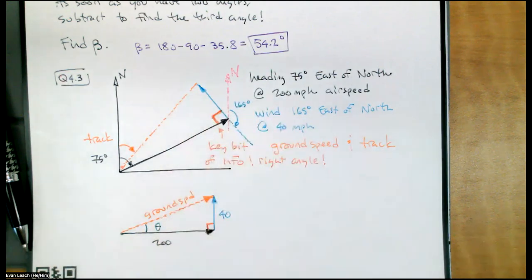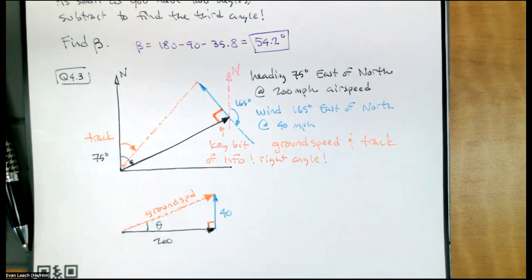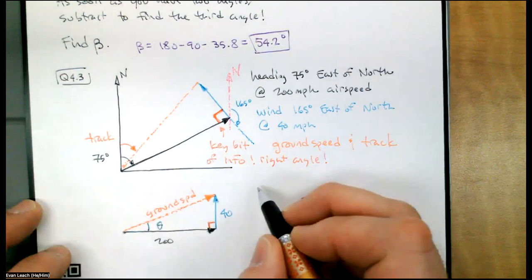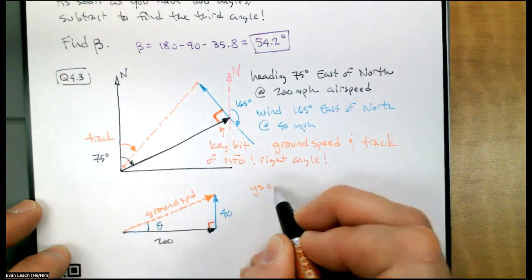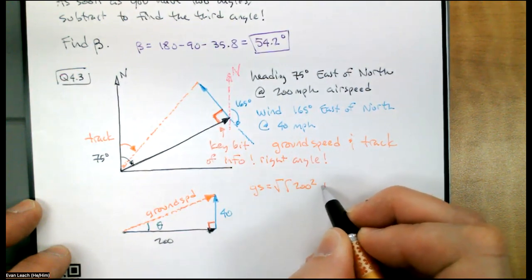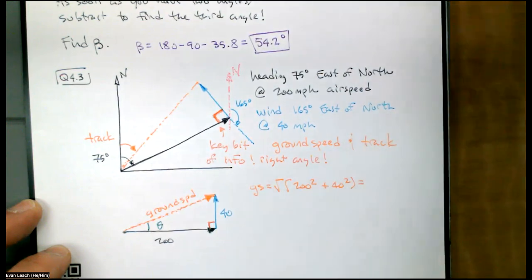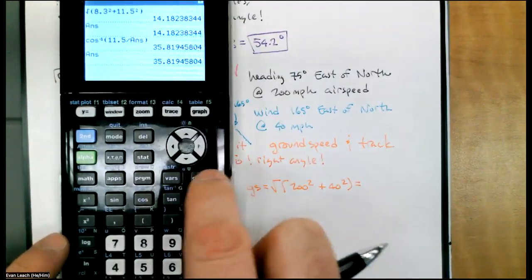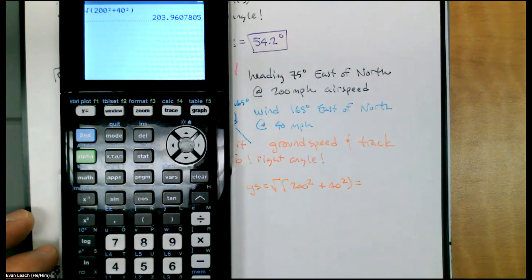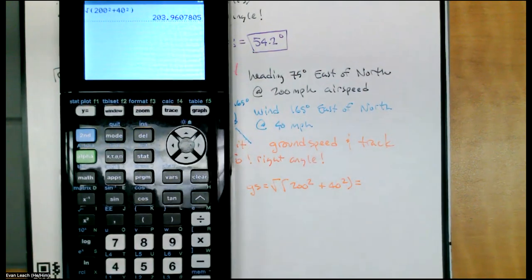All right. So once we have this right triangle, I'm just going to grab this right triangle and put it down here the way we normally orient triangles. Now, the ground speed we could find just with the Pythagorean theorem because I've got a 200 and a 40. So the ground speed is the hypotenuse. So it's just going to be the square root of 200 squared plus 40 squared. So 203.96.